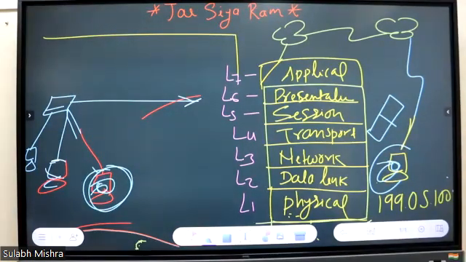What are the layer 2 devices? Sir, NIC and net. Switch. One is the switch, at layer 2. Bridge.